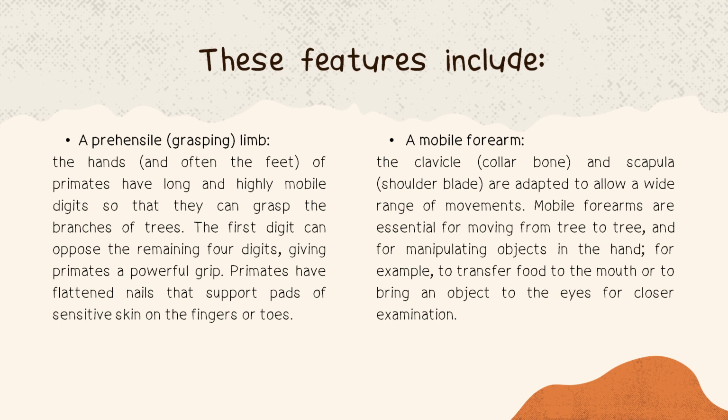A mobile forearm. The clavicle and scapula are adapted to allow a wide range of movements. Mobile forearms are essential for moving from tree to tree and for manipulating objects in the hand. For example, to transfer food to the mouth or to bring an object to the eyes for closer examination.